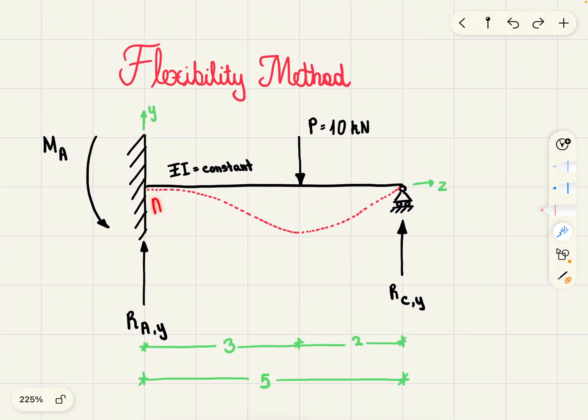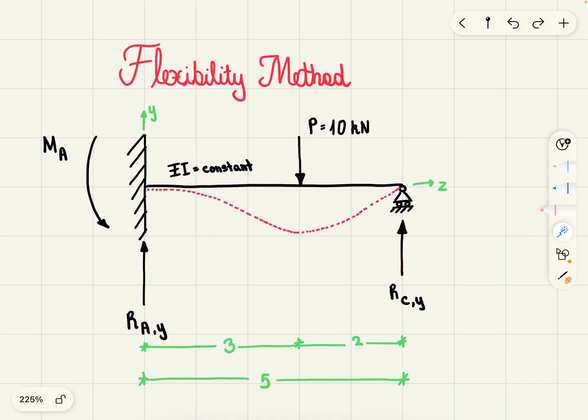Say this is point A, B and C. Say we want to find out the displacement at point C. We're going to have to split this structure into two: a primary structure due to this point load and a secondary structure due to this reaction force.